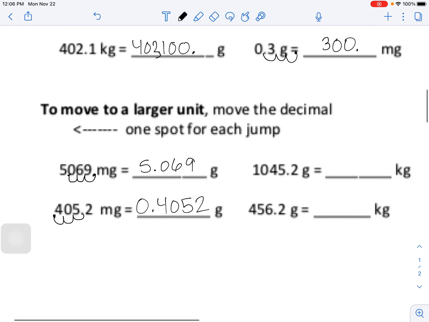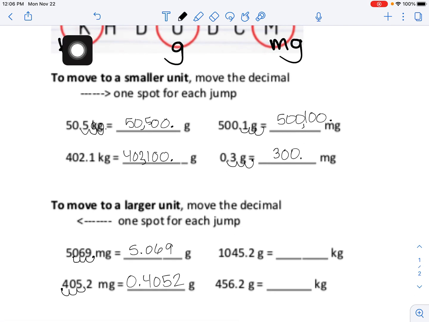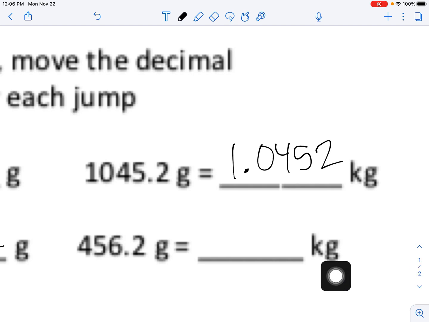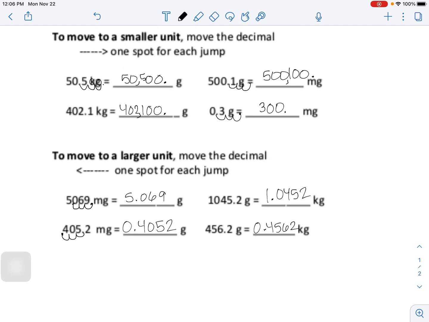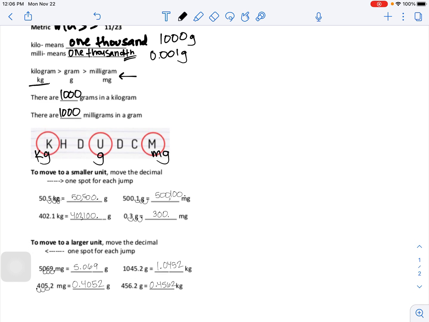So it depends on what unit you start with and what unit you end with. This one is grams to kilograms. Again, grams to kilograms, I'm moving it to the left. 1, 2, 3 jumps. So here's my decimal point. 1, 2, 3. And try this last one on your own. Okay, that's how we convert. Now I need you to go to Schoology and download the mild version and try to convert between grams to kilograms or kilograms to grams.